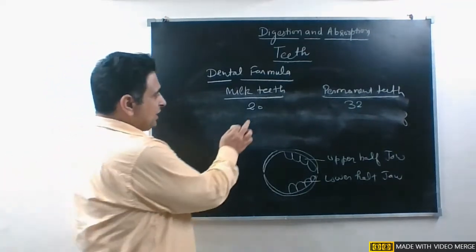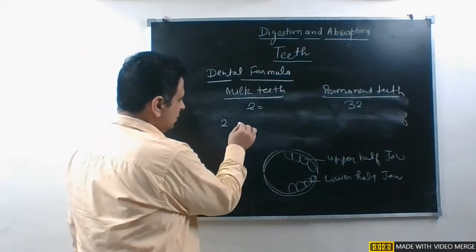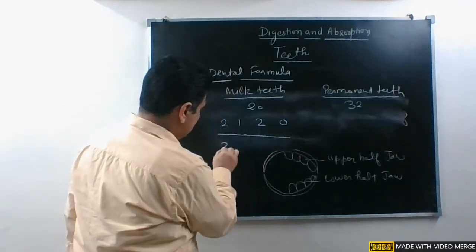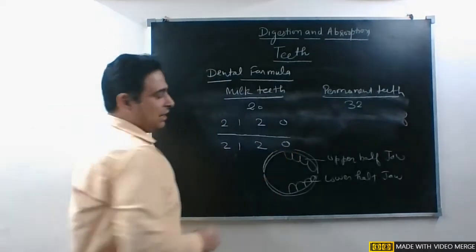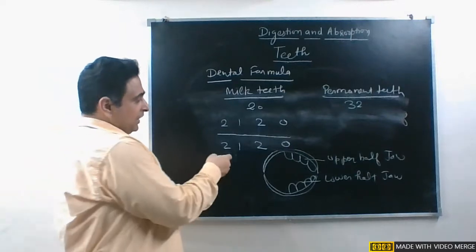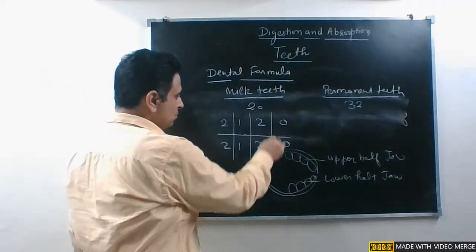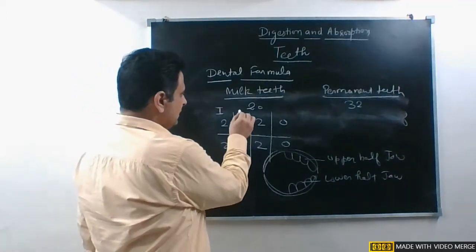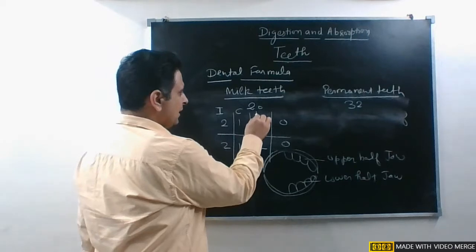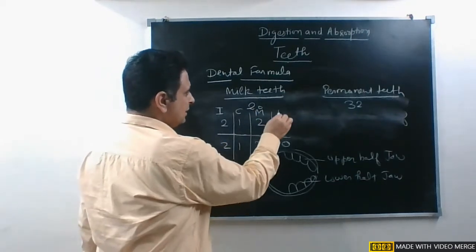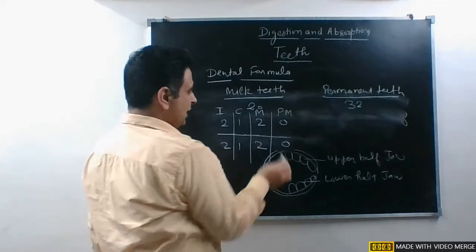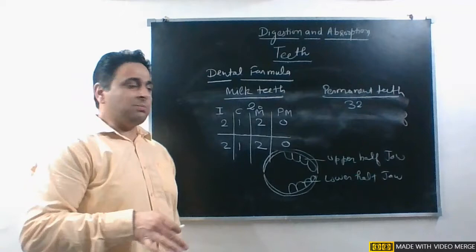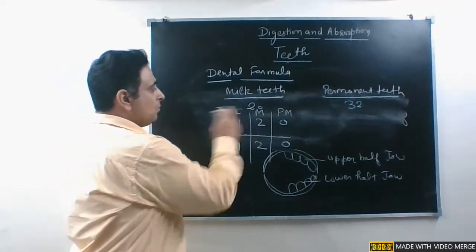So dental formula, student, for milk teeth is this: this is upper half, this is lower half. How we can read it? 2120. These are I for incisors, these are C for canines, and these are M for molars. This is PM for premolars. In children, premolars are absent. Only three types of teeth are there: incisor, canine, and molars.